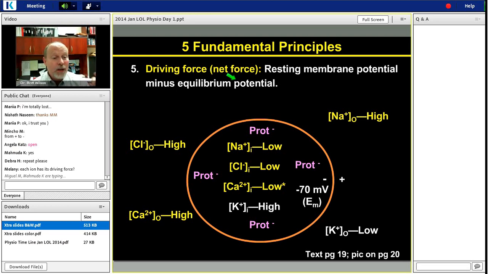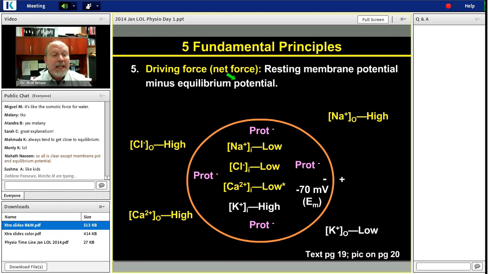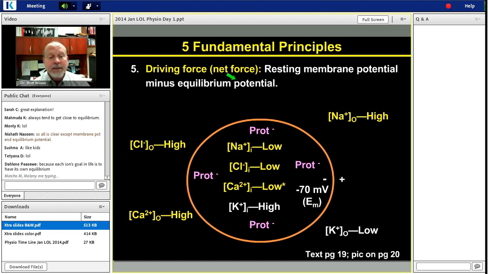Each little ion wants equilibrium. They're like selfish little buggers. They don't care about anybody else. They want equilibrium for themselves. I'm sodium. I want my equilibrium. Just like people. We want our equilibrium, right? Get out of my way. I want to be happy. Well, ions are the same way. Happiness is equilibrium. So the further this cell is from equilibrium, the greater the force to want to get to equilibrium.